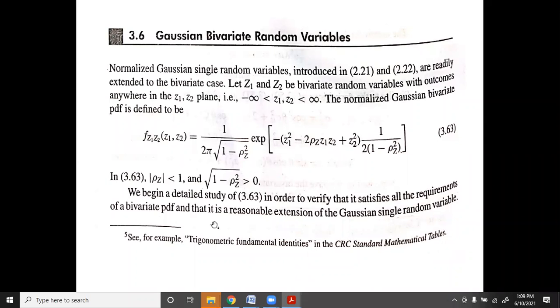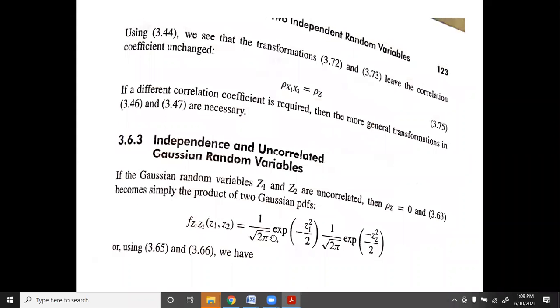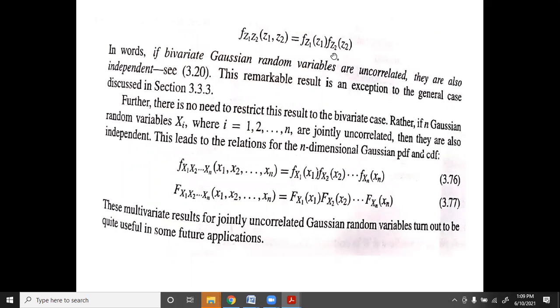1 by 2 pi can be divided into two parts, 1 by root 2 pi and 1 by root 2 pi. And that's what is written here. Each one of these is the PDF of Z1 and the PDF of Z2. So when they are uncorrelated, we will have the PDFs separated. In other words, if bivariate Gaussian random variables are uncorrelated, they are also independent.